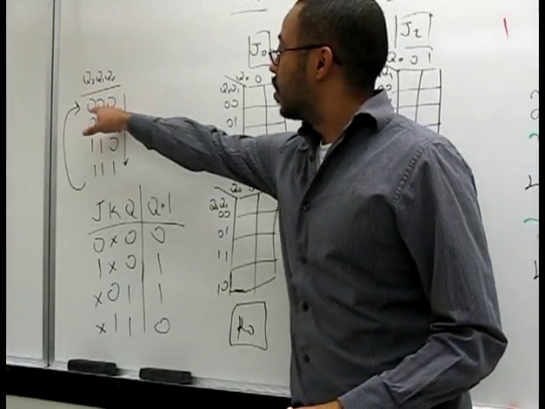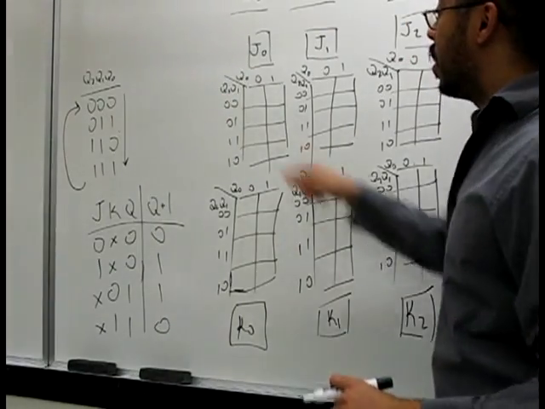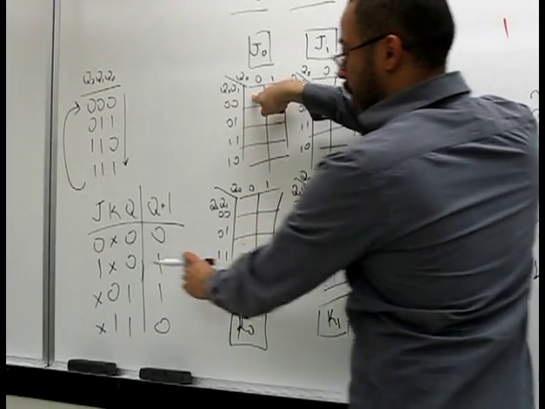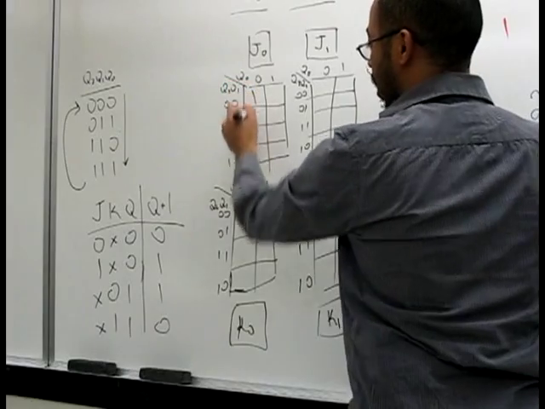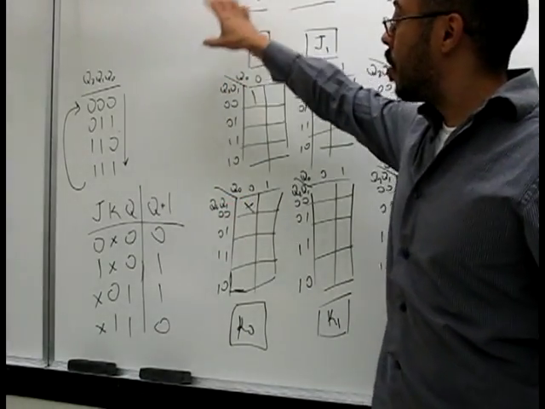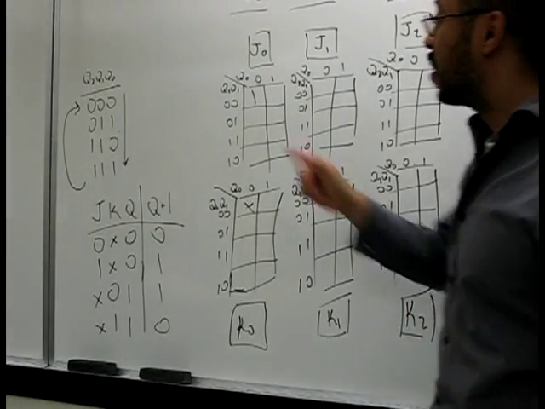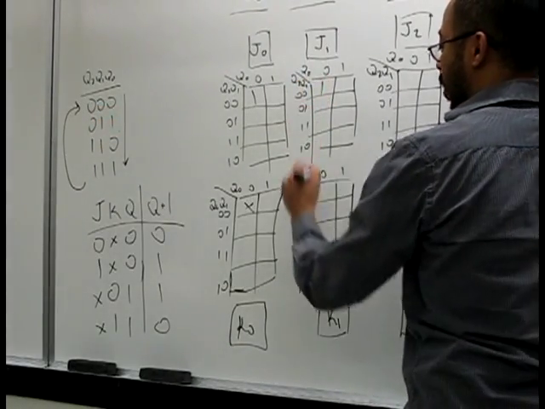Q0 for the 0, 0, 0 state. Q0, J and K. J is 1. K doesn't care. That will take Q0 from 0 to 1. Okay? Now let's look at Q1. 0 to 1. Same thing for the same map. 1x.